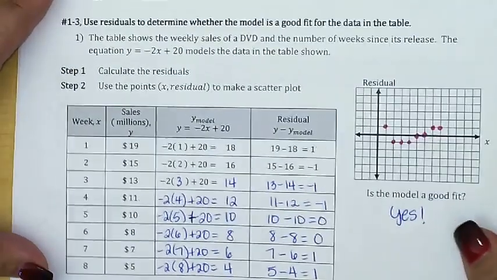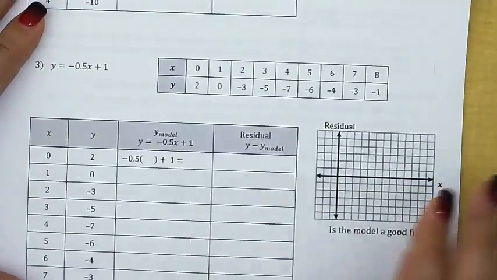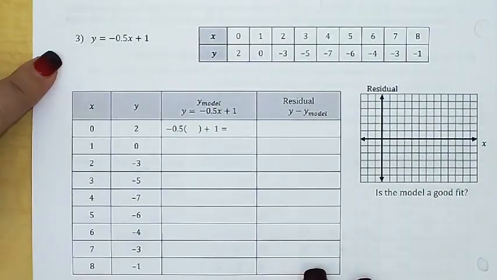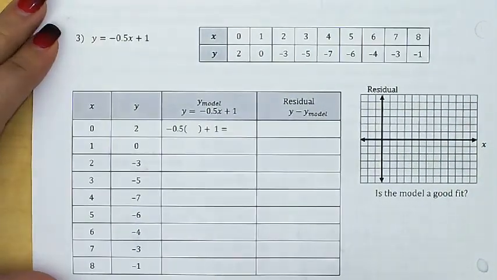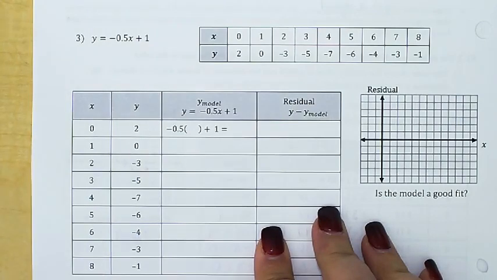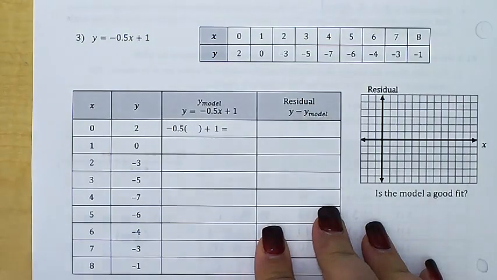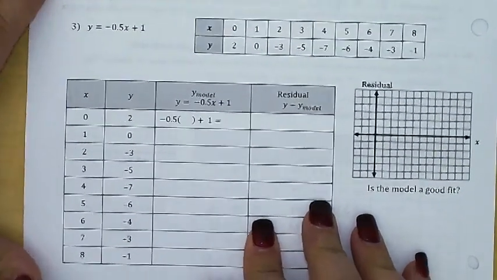Okay, let's flip this over. Let's just try one more, and I'm going to go a little bit faster. I want to jump down to number 3. We're going to test our data. You can definitely go back and do number 2. We can talk about it in class. Let's jump down to this one.